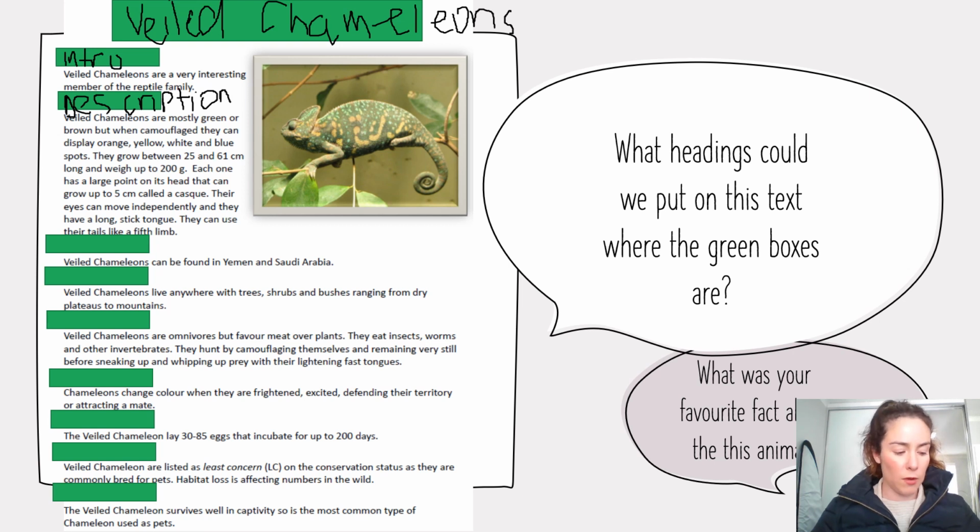All right, the next one we have is veiled chameleons can be found in Yemen and Saudi Arabia. So this subheading we now know is location, where do they live? So have a read of the next sentence whilst I'm writing the word. It's very tricky to use this writing tool, sorry.